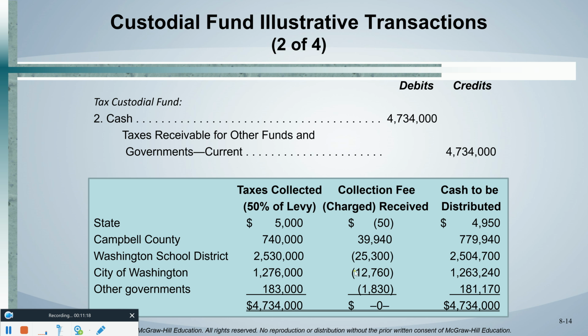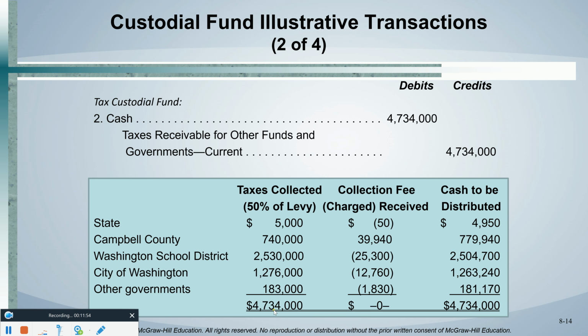That's because the amounts withheld by all of the other governments total $39,940. Well, that $39,940 is going to be added to the county. So we collected $740,000 in county taxes, but in addition to the collection fee, they're going to get remitted $779,940. Take a look at the totals so you really understand this.